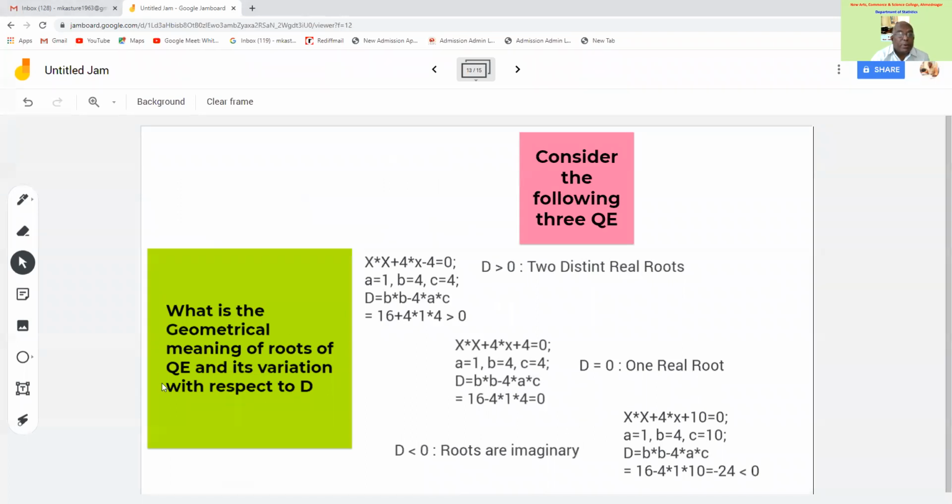Now, what is the geometrical interpretation for quadratic equation and its variation with respect to d? Let us start to understand this. Let us consider three different quadratic equations. In the first case, it is x square plus 4x minus 4 equal to 0. What is this equation? x square plus 4x minus 4 equal to 0. Now in this case, a equal to 1, b equal to 4, and c equal to minus 4. Remember here.